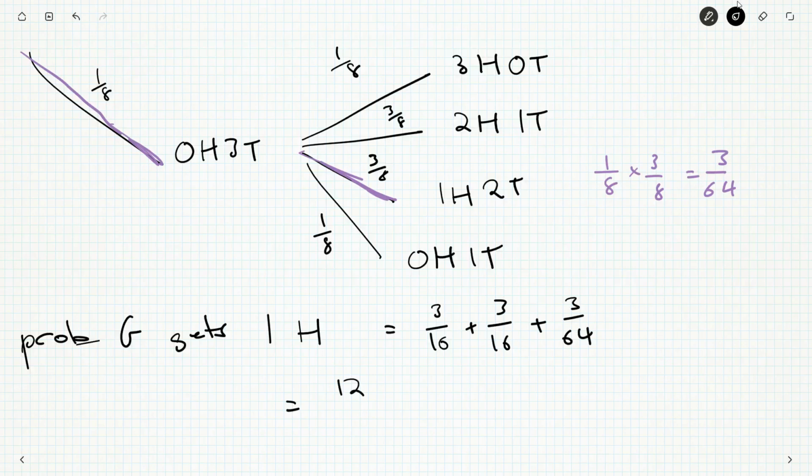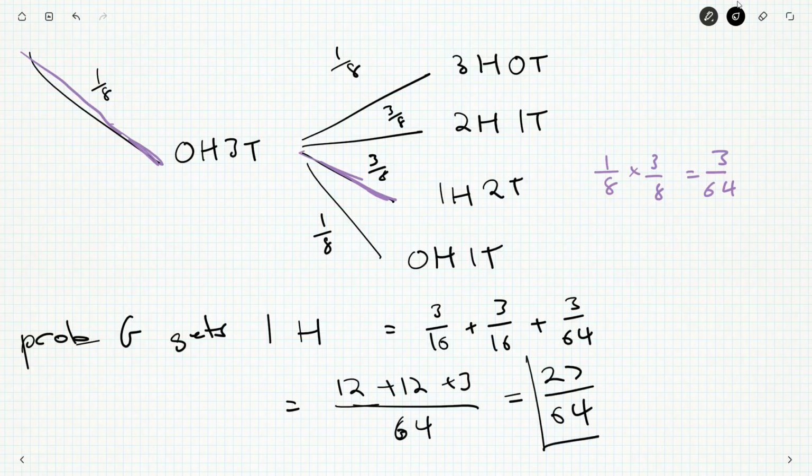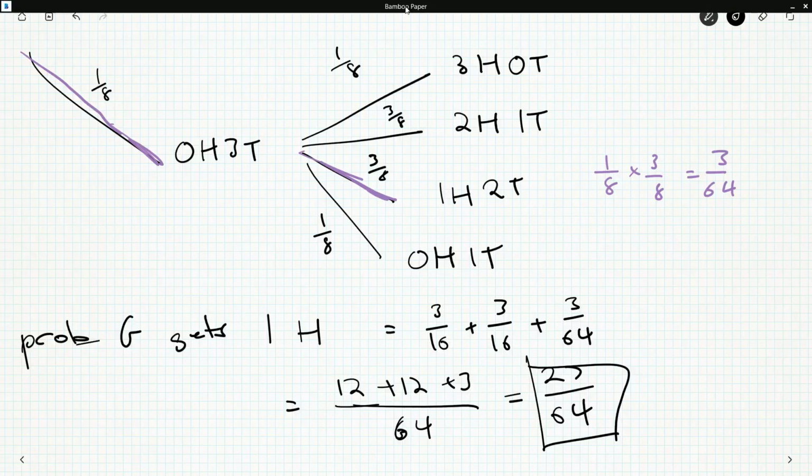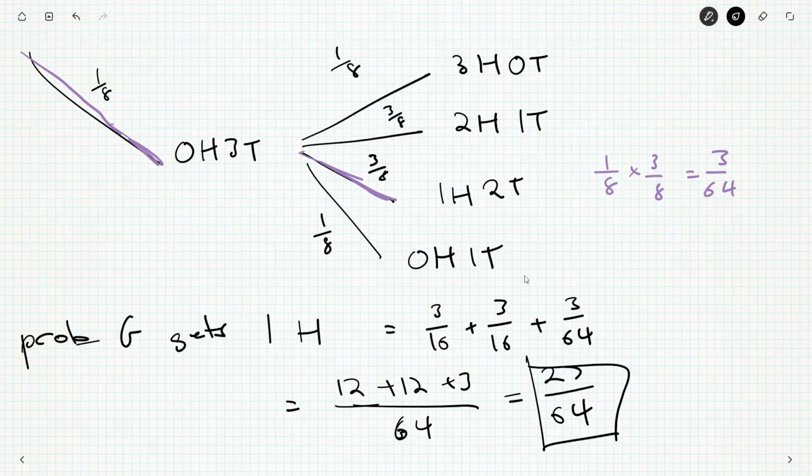Multiplying by 4, you'll get 12 plus 12 plus 3 all over 64. And that will be 27/64. I think we had, what was it, question 5? Question 5 or 6 had 64/27 as a solution. So that's kind of cool. Just a little observation. Okay, so that was a part.